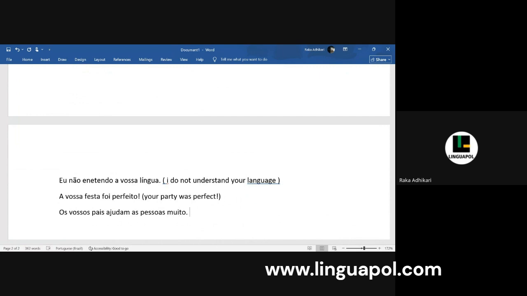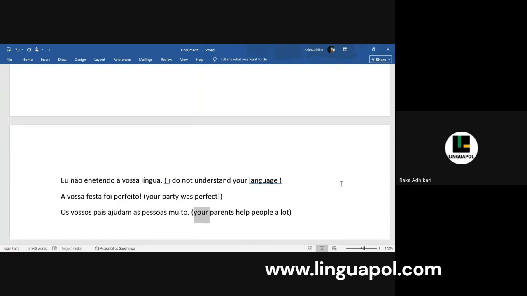More examples. Os vossos pais ajudam as pessoas muito. Your parents help people a lot. So here when I'm saying your parents, then I'm talking to more than one person. आप सबके जो माता पिता हैं. Maybe I'm talking to 2 people, 3 people. आपके माता पिता सबको help करते हैं. That means I'm talking to multiple people here. So like this, I want you to try and make one sentence with vosso, vossa, vossos and vossas.